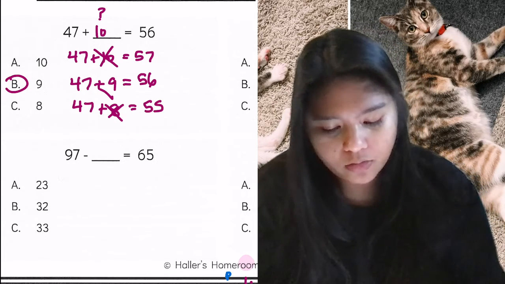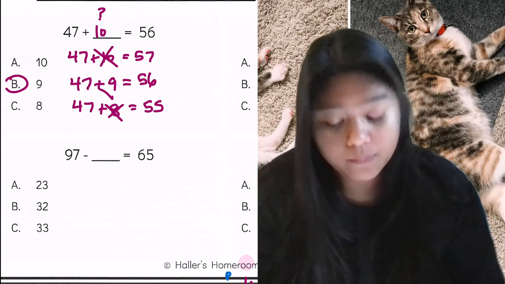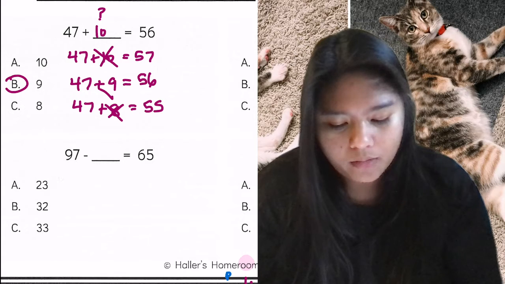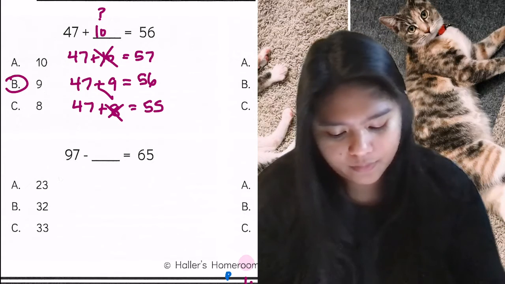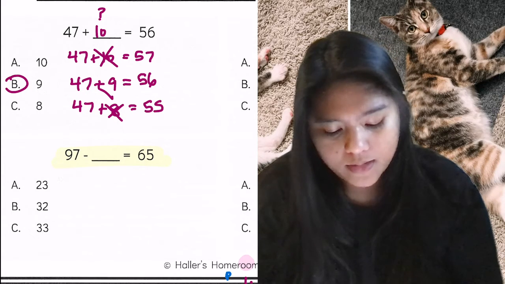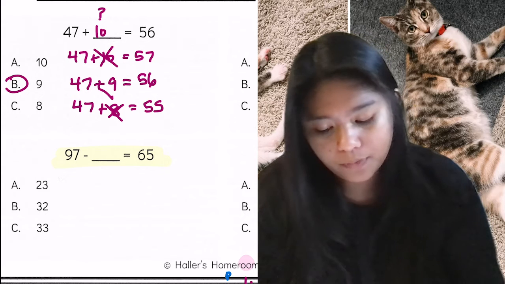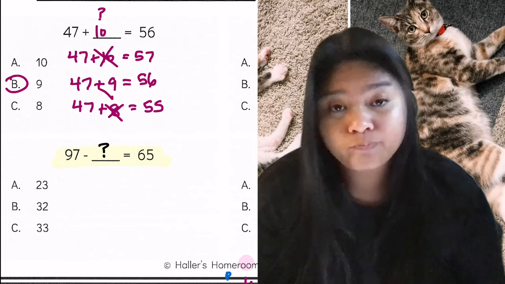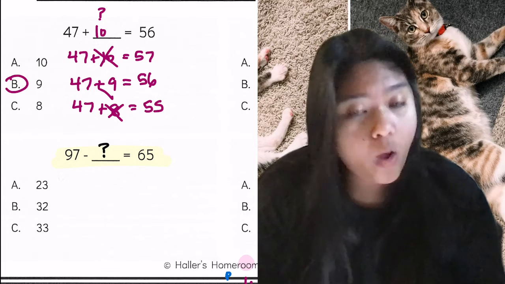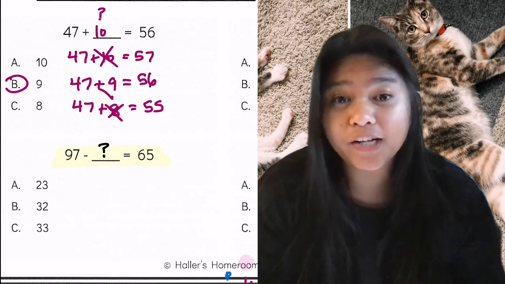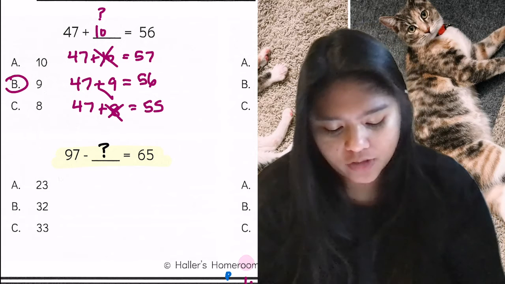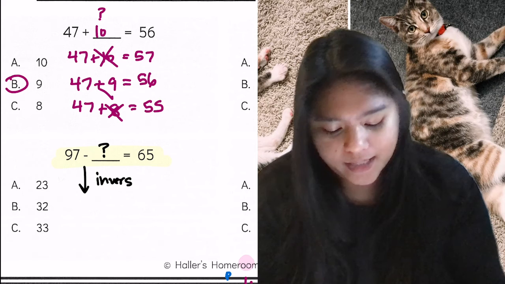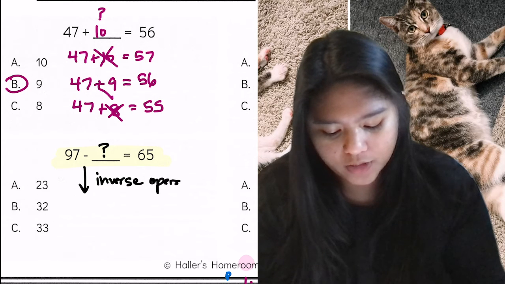So let's go ahead and take a look at this subtraction problem. Miss C is going to use the inverse operation for this subtraction problem, okay? So I'm going to highlight it. 97 minus blank, and I'm going to put a question mark so I know that's my unknown, equals 65. Well, what's the inverse operation for subtraction? Good, it's addition.